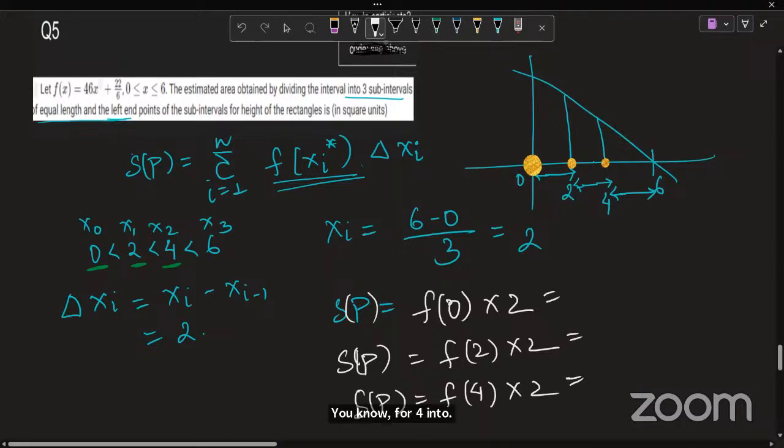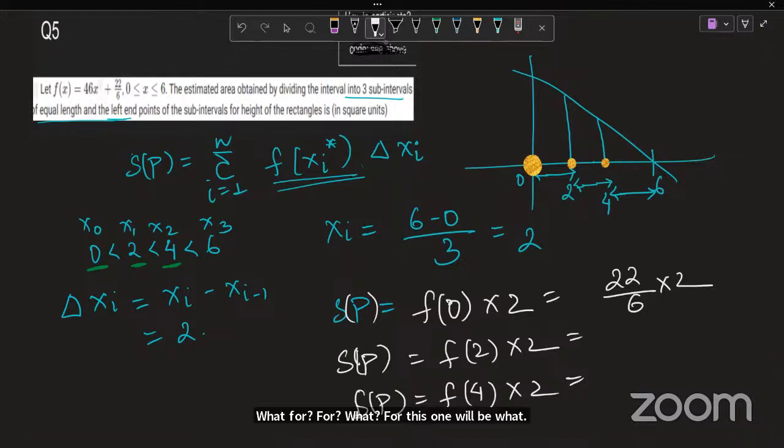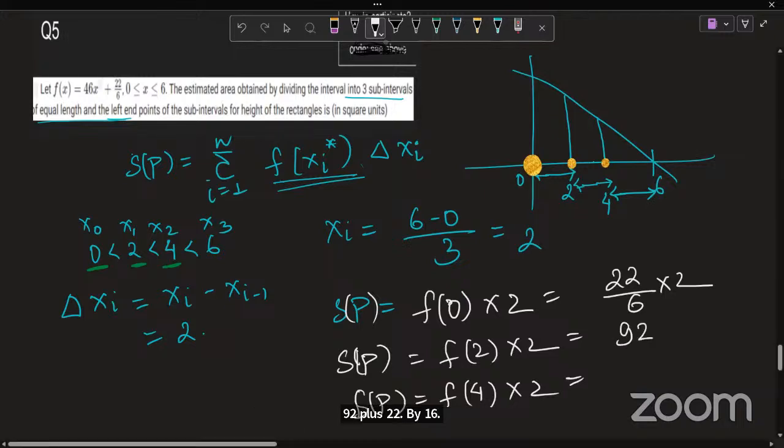Now you have to add this. Okay, tell me the value. If it will be 22 by 6 into 2, for this one it will be what? 92 plus 22 by 6 into 2. And for this one it will be 184 plus 22 multiplied by 2. Sir, we forgot to multiply by 2. Okay, we have to multiply it by 2.